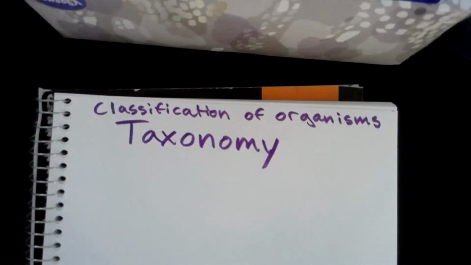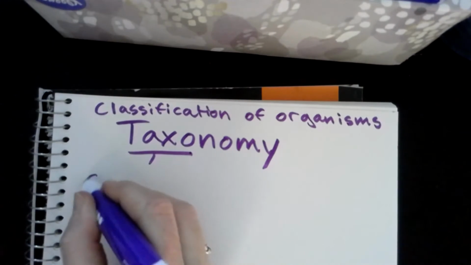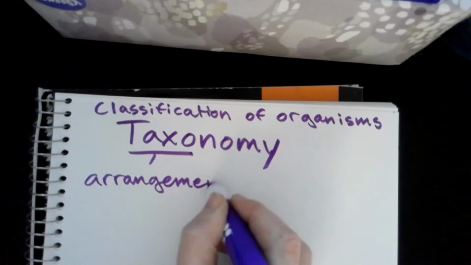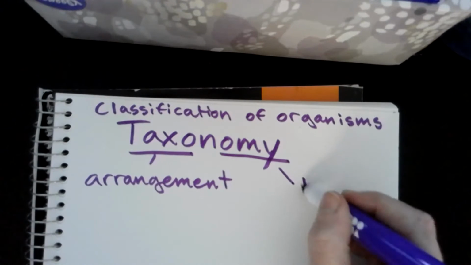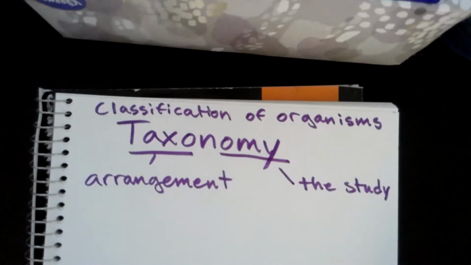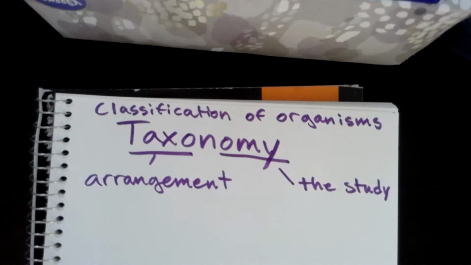All right, taxonomy. Taxo, meaning arrangement, and onomy, meaning the study of. Together in Latin, it is literally the study of arrangements. In this case, how do we arrange animals and plants according to how they are related to each other? That's where we get that word from.